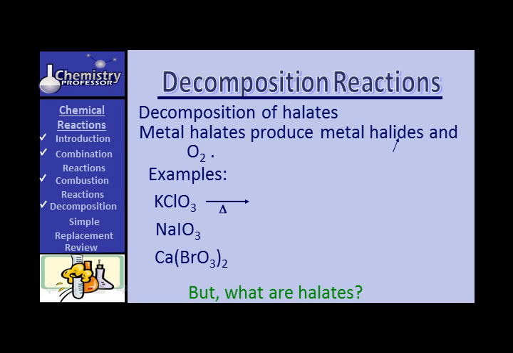Potassium chlorate, when heated, is going to give you potassium chloride and oxygen. You'd have to go back and balance the equation, and I will leave that up to you. Sodium iodate, when heated, will produce sodium iodide and oxygen. Calcium bromate, when heated, produces calcium bromide and oxygen. Got the idea? We'll get those down. The chlorates produce the chlorides, the iodates produce the iodides, and the bromates produce the bromides. And, of course, oxygen.